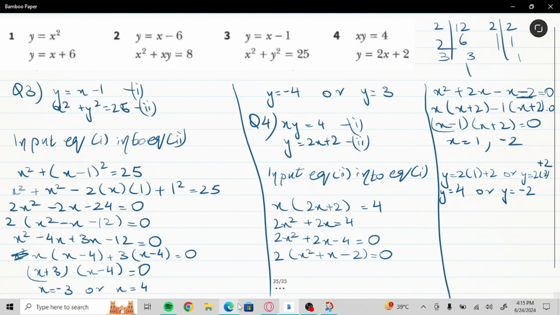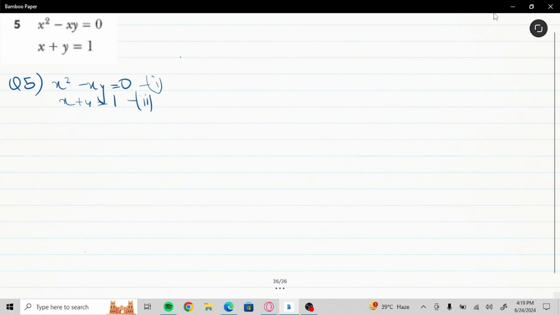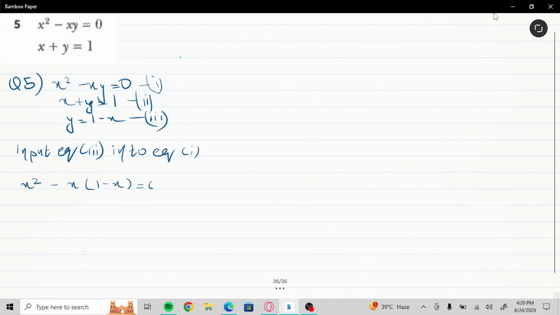Now let's proceed to question 5. Okay, for question 5, we have two equations, x plus y is equal to 1, and x squared minus xy is equal to 2. So we have assigned them the equations. This is equation 1 and this is equation 2. And what we do is take out another equation. We say y is equal to 1 minus x. This is going to be equation number 3. Okay, and that would mean we would input equation 3 into equation 2, and that would result in x squared minus x multiplied by 1 minus x is equal to 2.